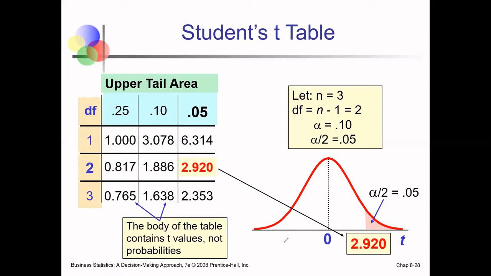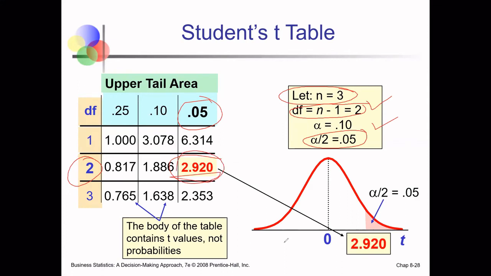For example, n is equal to 3. First find the degrees of freedom. Degrees of freedom is n minus 1, so 3 minus 1 is 2. So use the value 2, and alpha by 2 is 0.05. Use both values, 0.05 and degrees of freedom 2, and the value is 2.920. This is the table value, the same as we looked up in the z table.